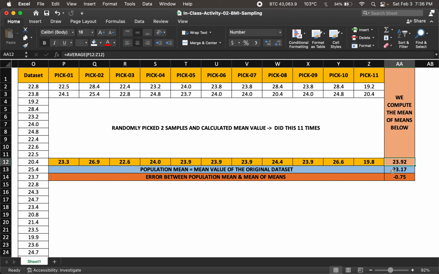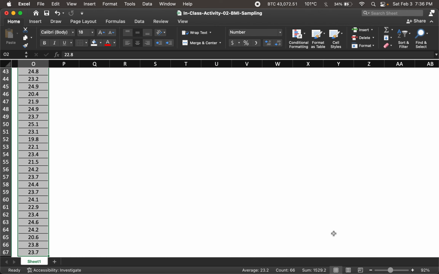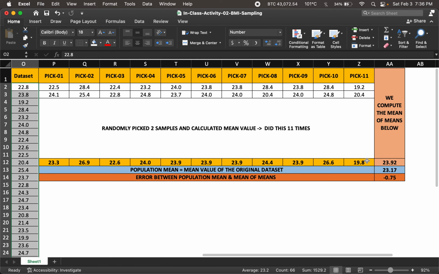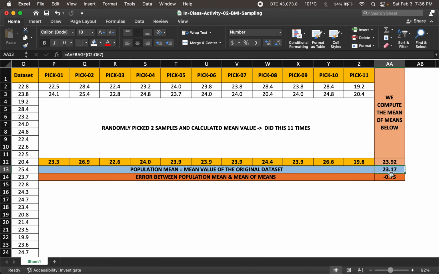What I also have is the population mean. Remember, I have access to the entire population. I could just select it and notice that I have an average here, 23.2. And if you look at it from two decimal places, that is 23.17. I could always use a formula to calculate this, as I have done for the column O. So I have these two averages, and here I simply compute their difference, right? I use a minus sign in the formula bar to find the difference between the two, and that turns out to be negative 0.75.